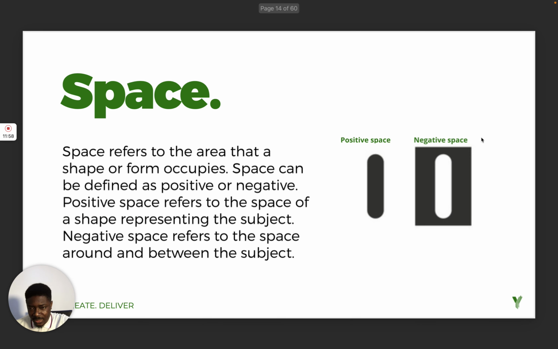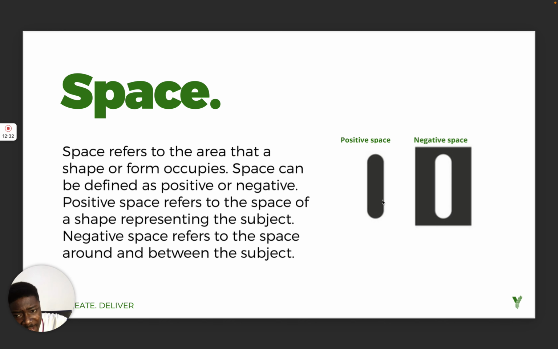Now, space. Now, this is so important. As a matter of fact, the document you're looking at right now is an embodiment of what I'm talking about. Now, space refers to the area that a shape or form occupies. Space can be defined as a positive or negative. Space can also be defined as the space of a shape representing a subject. Now, we have positive and negative shape. Now, positive shape, I said, refers to the space of a shape representing a subject.